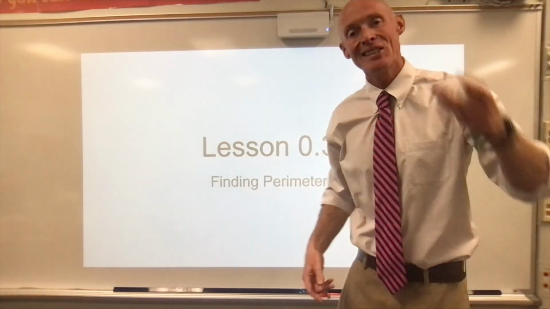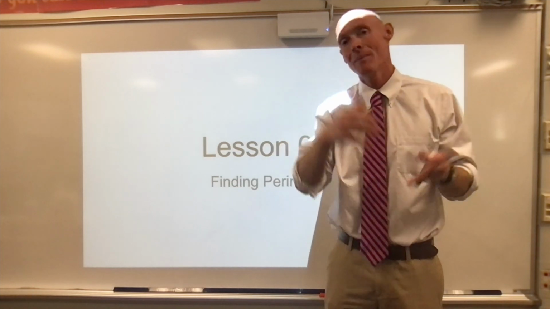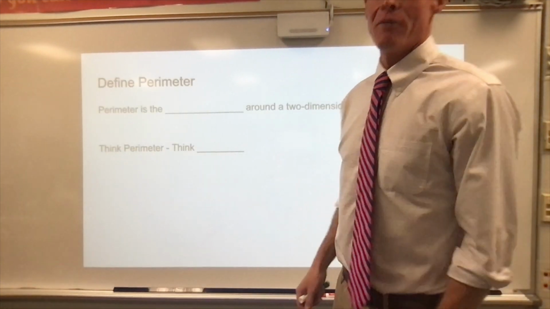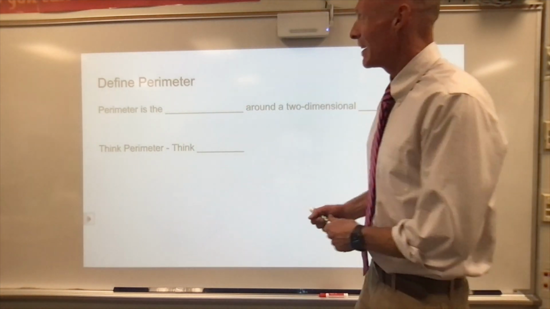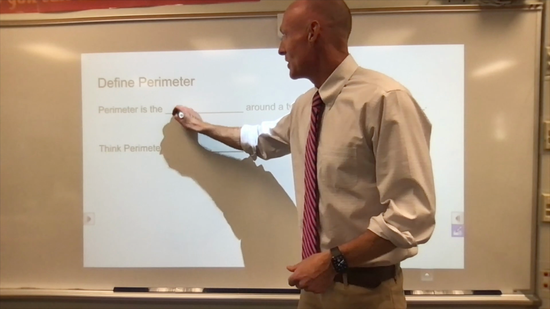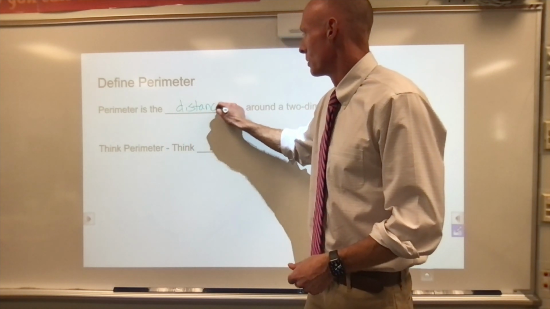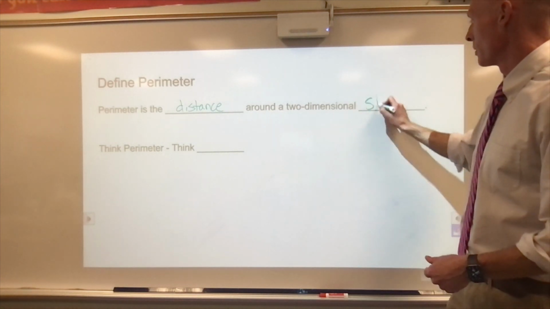Hey, welcome back. This is lesson 0.3, and we're going to look at how to find the perimeter of an object. Let's start with some definitions. Define perimeter. Perimeter is the distance around a two-dimensional shape.